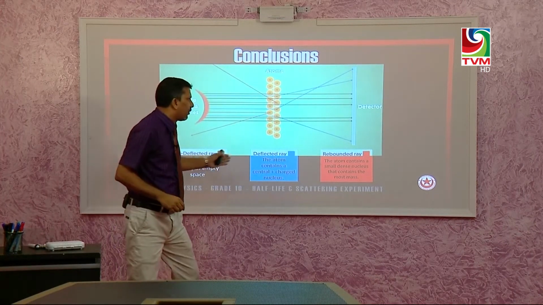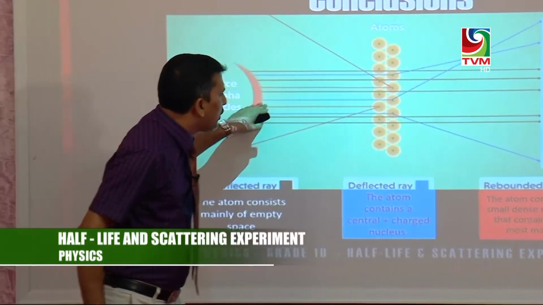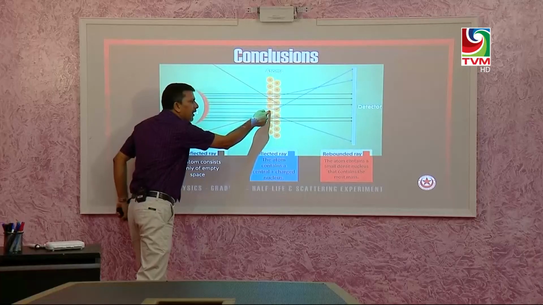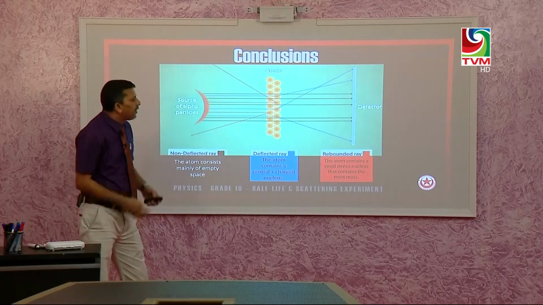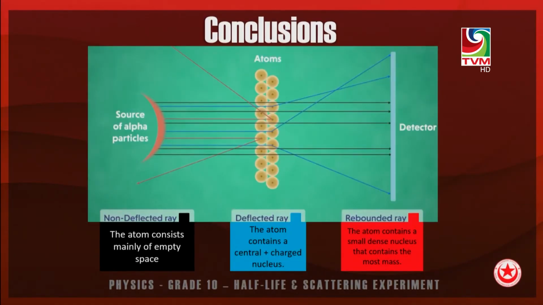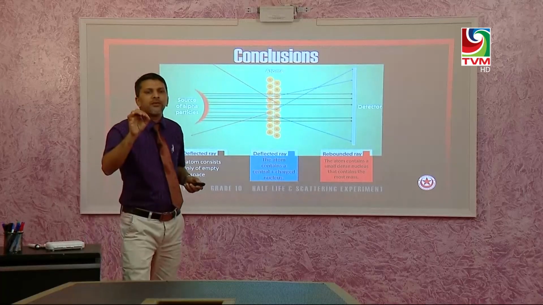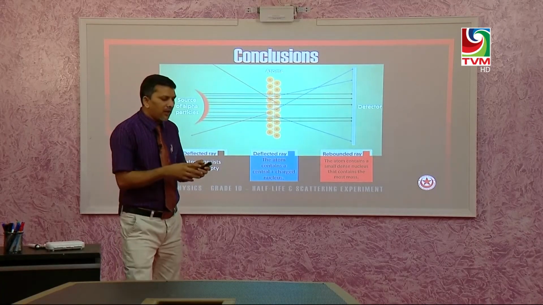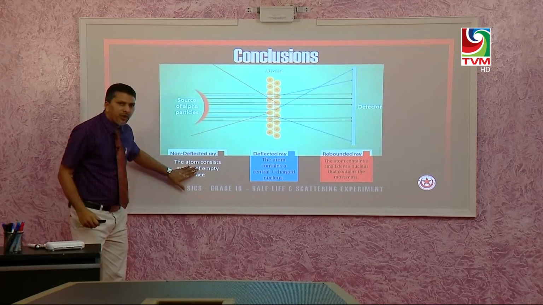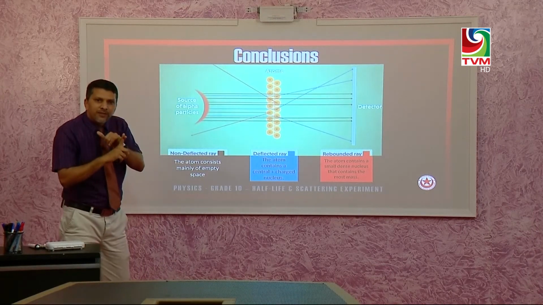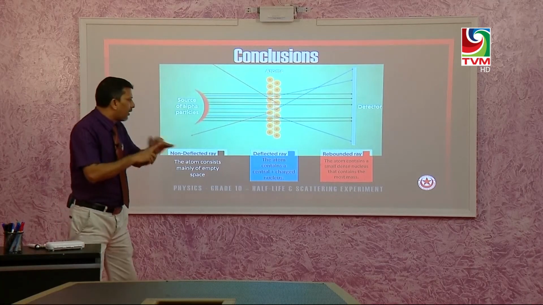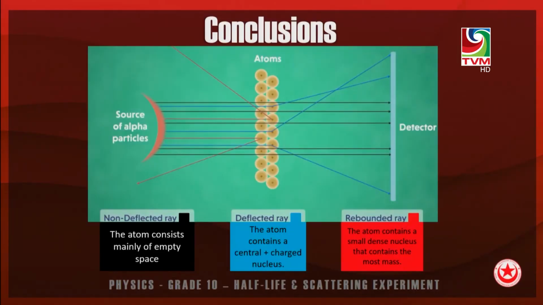How could he understand that? If the nucleus were large, then a lot of alpha particles would have to rebound. But here only very few alpha particles rebounded. That means the nucleus is very, very small. And these are the conclusions. First, an atom contains a lot of empty space. Second, the nucleus has positive charge. And third, the nucleus is dense or heavier.